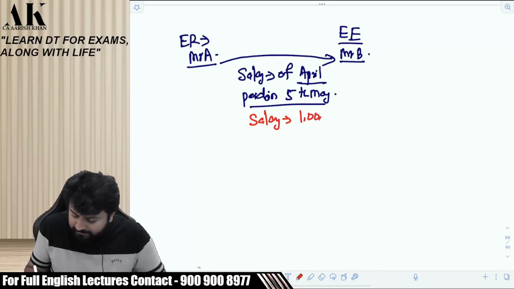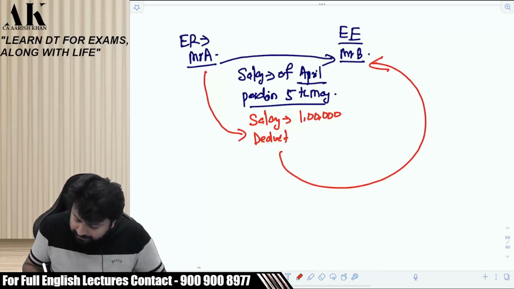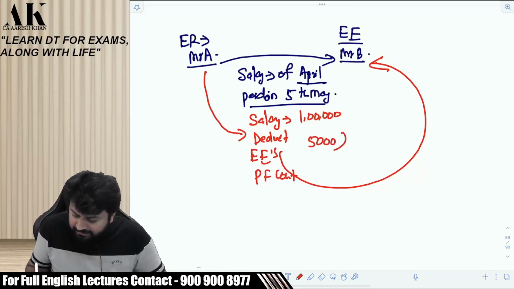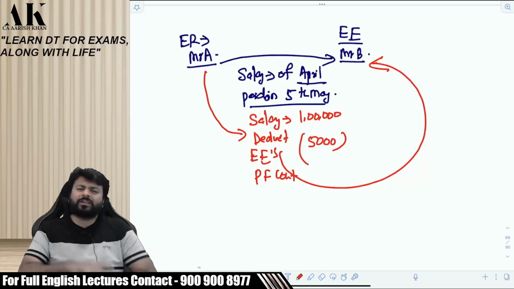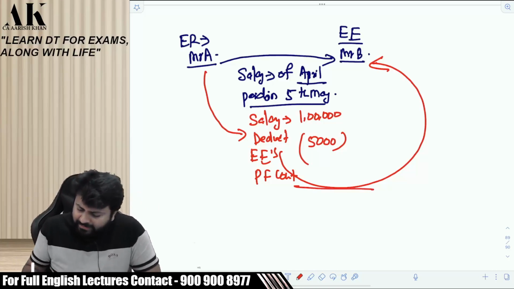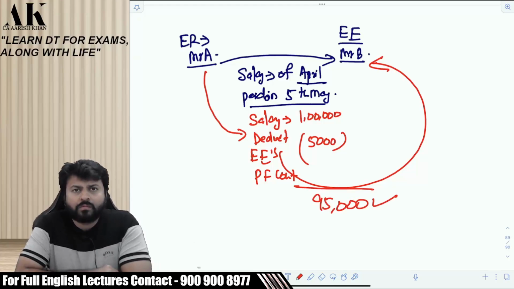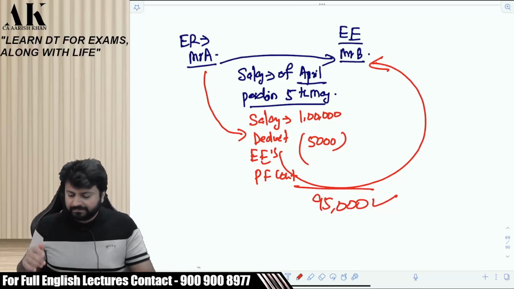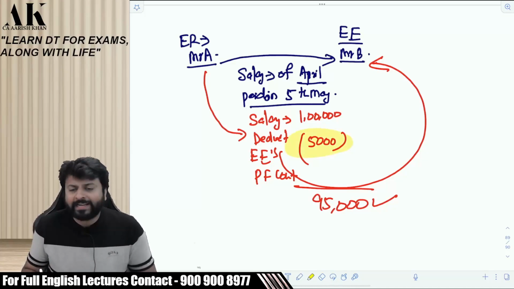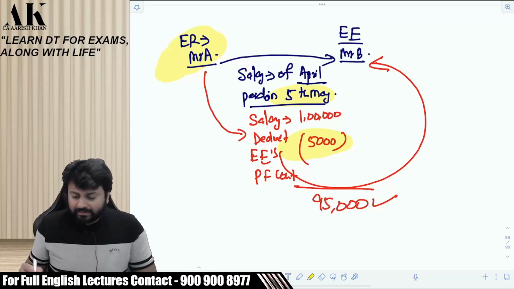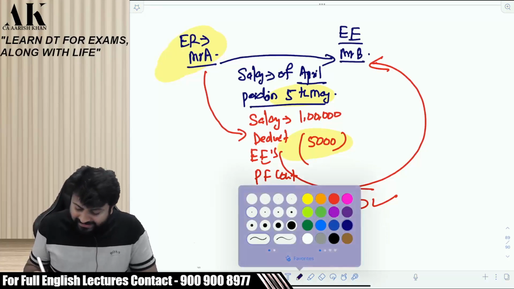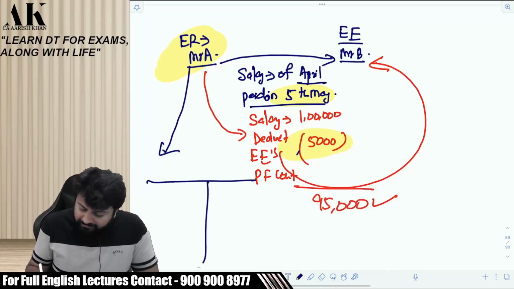Say 1 lakh is the salary. So the employer will deduct the employee's PF contribution. This happens or not? Say 5,000 rupees. This happens or not? And he will give him 95,000 rupees. Right? Now what the government says, you know, is about this amount which you have deducted, on which date he has deducted this amount? 5th May.